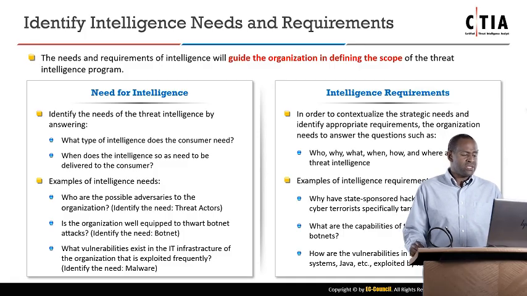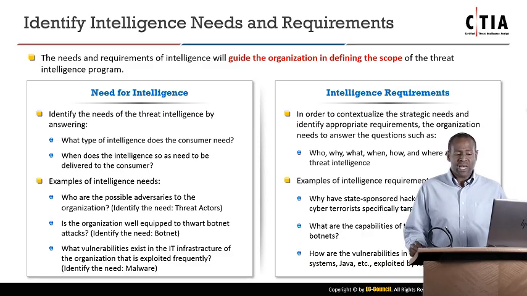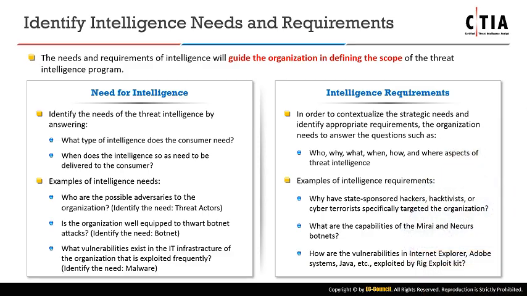So what is the need for intelligence? What are some of the examples of intelligence needs for your organization? Is your organization perhaps one that might fall prey to spear phishing or other types of attacks? Next, we look at intelligence requirements. In order to contextualize the strategic needs and identify the appropriate requirements, the organization needs to answer some questions. Who, what, when, where, why, how, in terms of threat intelligence.